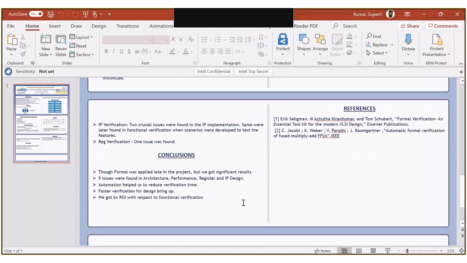Conclusion: though formal was applied late in the project, we got significant results. 9 issues were found in the architecture, performance, register, and IP design. Automation helped us reduce the verification time, giving faster verification for the design bring up. We got 6x ROI with respect to functional verification, and these are the references. Thank you.